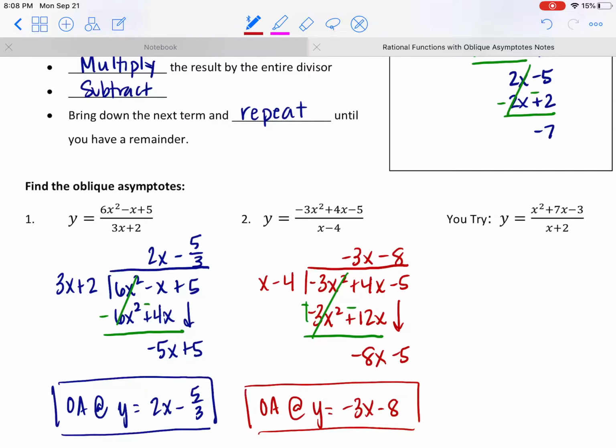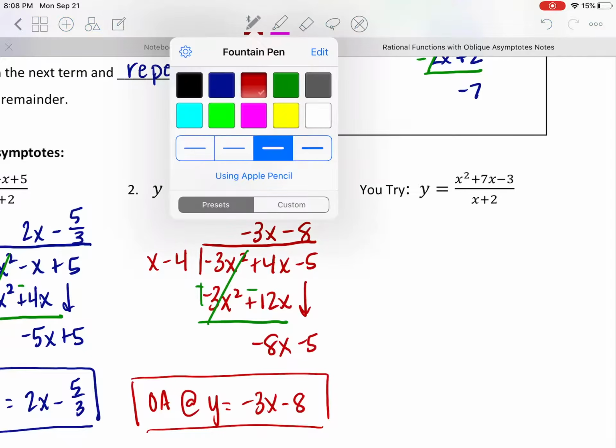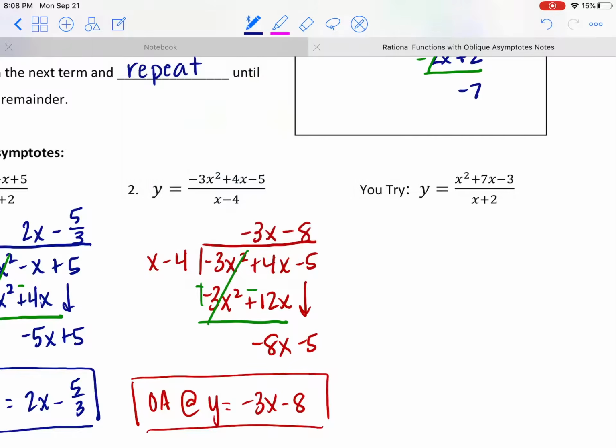Alright, so this would be a good opportunity for you to pause the video and try the next one. See if you can handle at least part of that division to figure out where the oblique asymptote is on this function. So x plus 2 into x squared plus 7x minus 3.